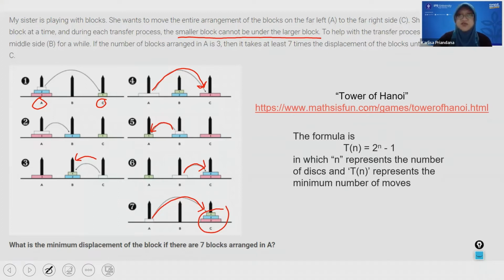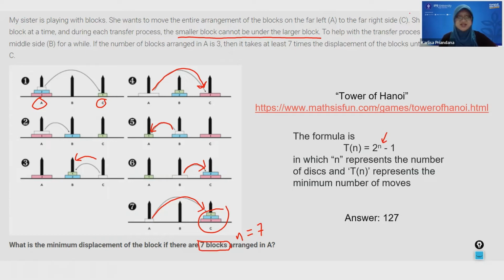So if you have this question, what is the minimum displacement of the block if there are 7 blocks arranged in A? That means n is 7 here. Because n is 7, you can replace this with 7. So you just calculate 2 power by 7 minus 1, and you get 127 moves.